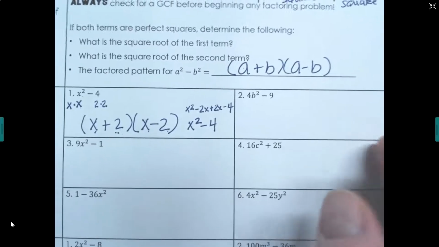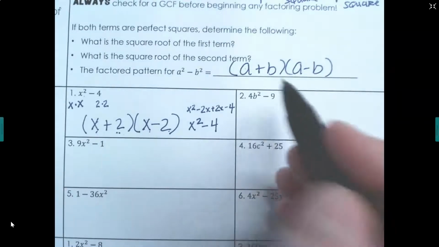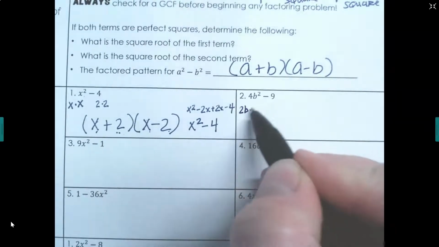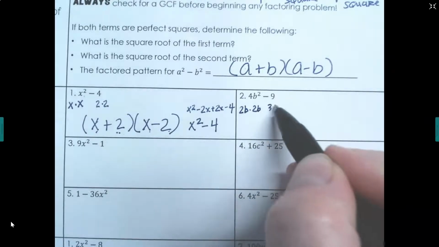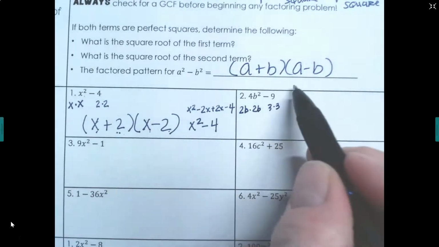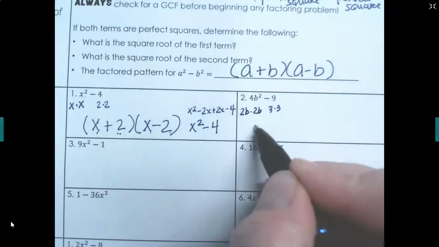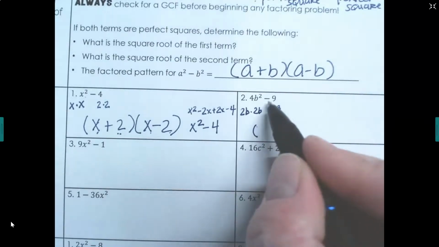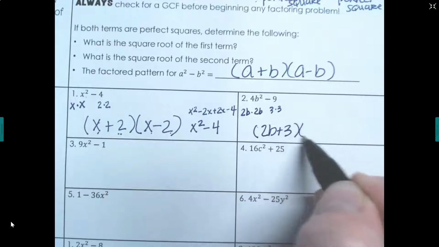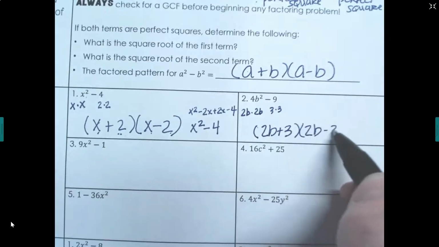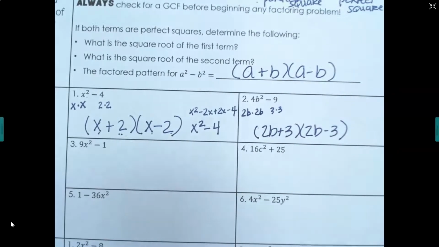Okay, so let's take a look at number 2. 4b squared would be 2b times 2b. 9 is 3 times 3. And then we're just going to follow our pattern to get that middle term to cancel out, so I only have 2 terms left. One of them has to be positive, and the other one has to be negative. That positive negative like that makes the middle terms go away.